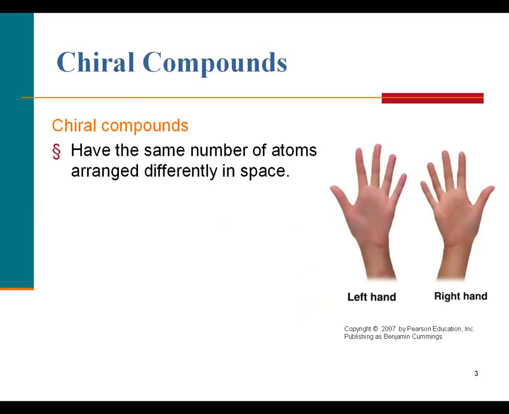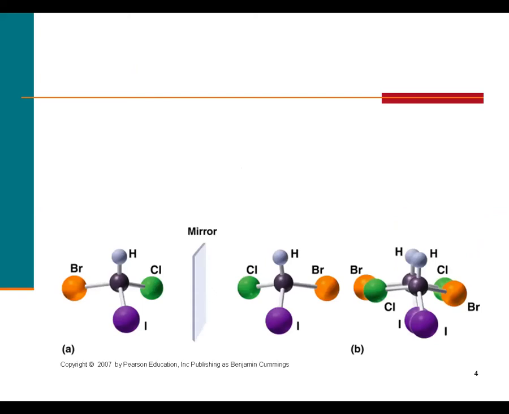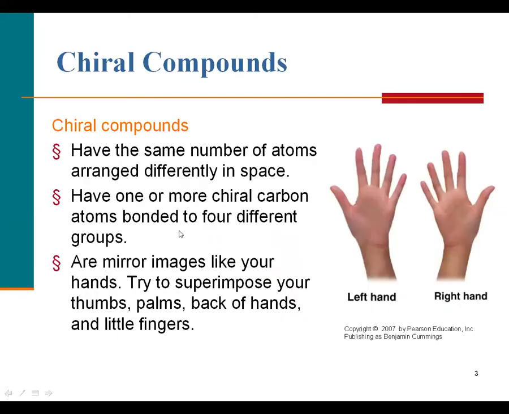So the first thing we're going to talk about is something that's known as chiral compounds. Chiral compounds have the same number of atoms, but they are arranged differently in space. And they usually have one or more of what is referred to as a chiral carbon.